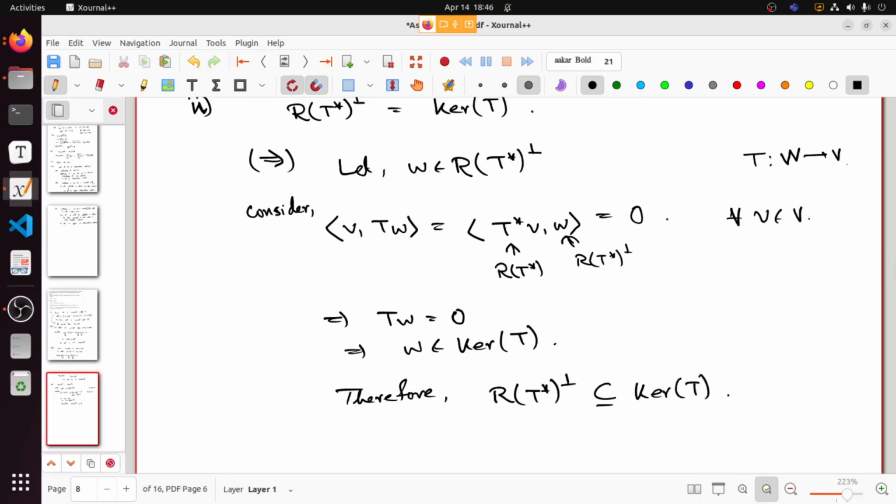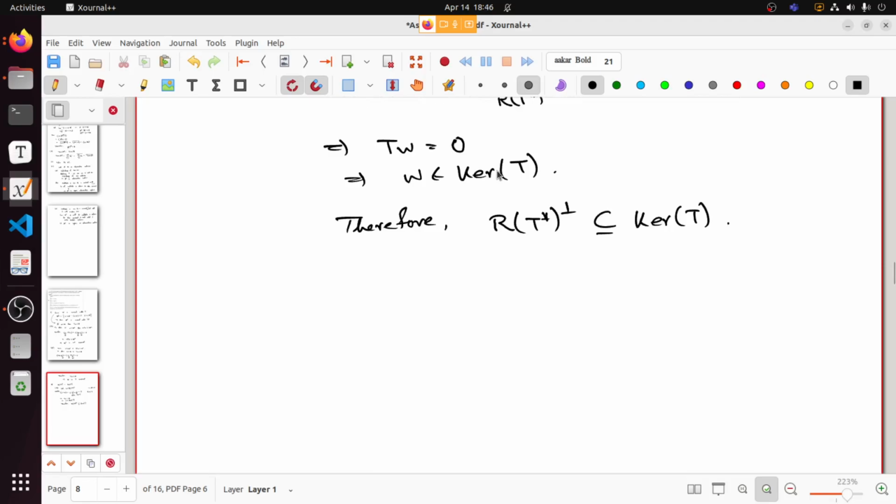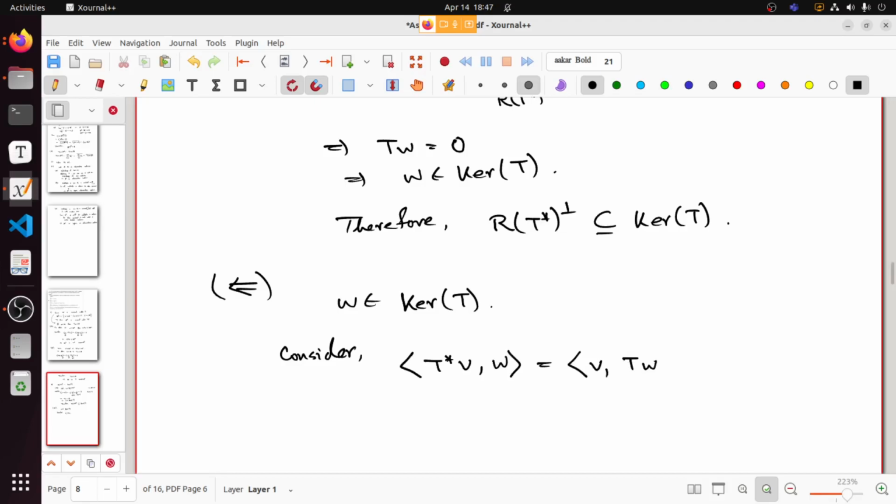Now let's prove the other direction. This time let w belong to the kernel of T. We will show that w is in the range T star perp. So consider T star v, w. Then it will be v of Tw, and Tw is 0, right? So this is 0.